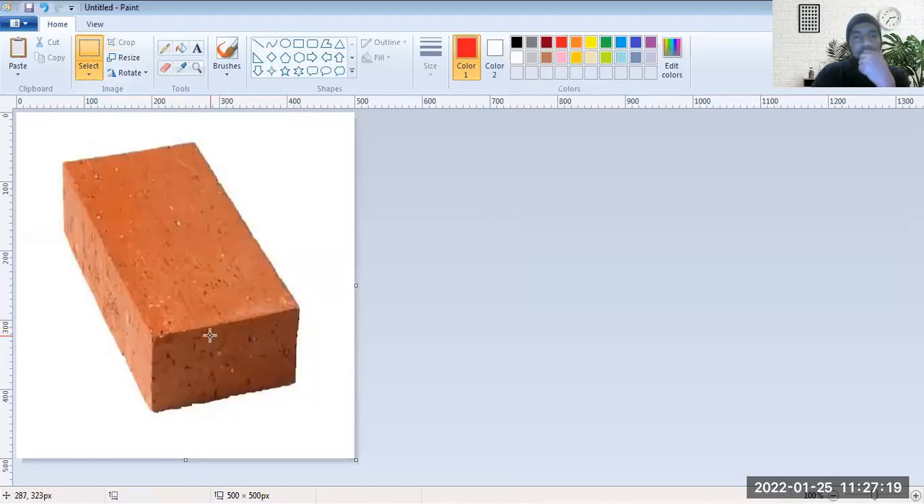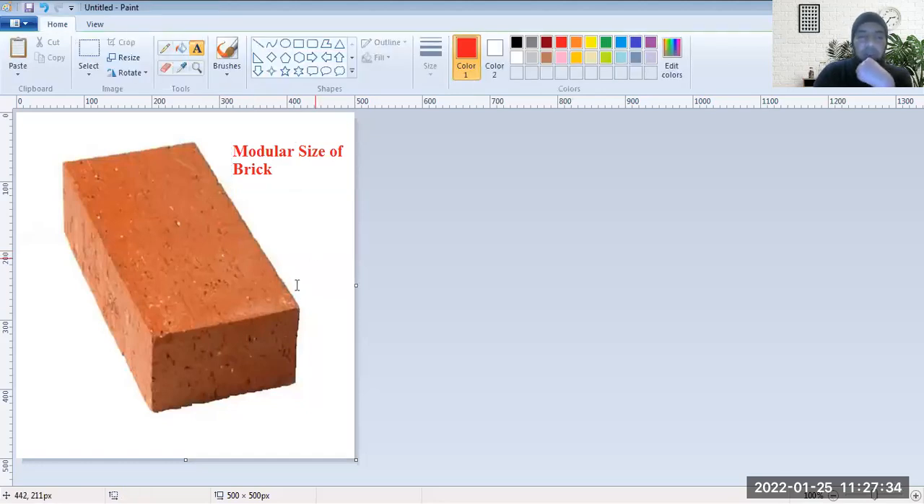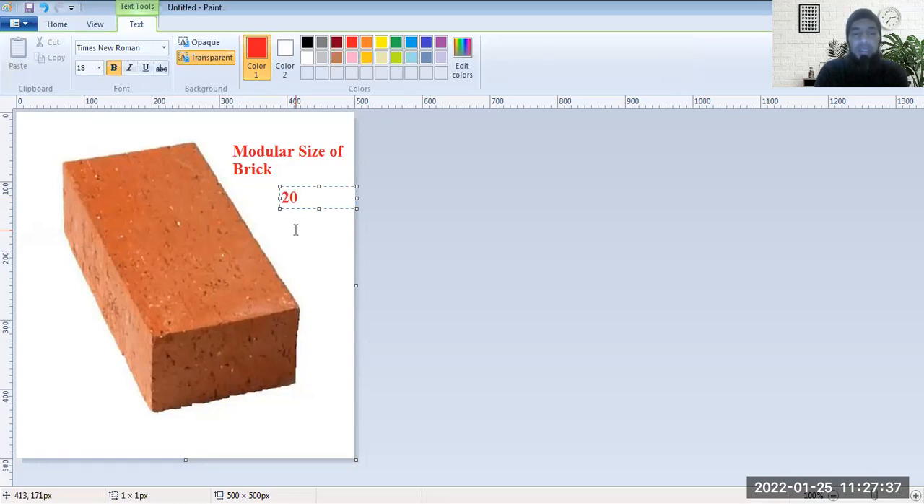Now, based on the size of bricks, the nominal size that is being used today for a brick is this. This is a nominal size brick that we use, and this is known as a modular size of a brick. It's prevalent throughout the world. There are standard nominal sizes, mostly 20 centimeter cross 10 centimeter cross 10 centimeter is the size of these bricks.